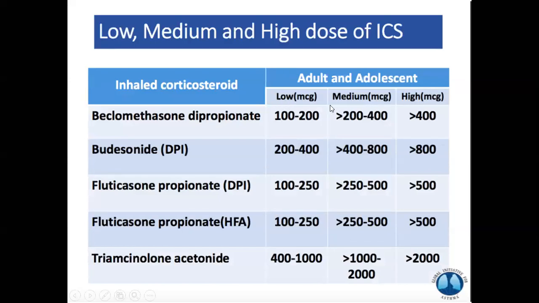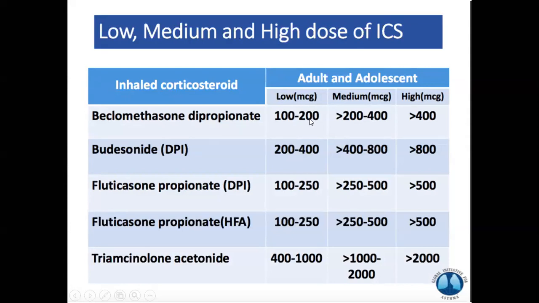Remember that there are three types of drug doses. One is the low dose inhaled corticosteroids. If the patient doesn't respond, you go for the medium dose inhaled corticosteroids. If they don't respond, you go for the high dose corticosteroids. So these are the microgram equivalents, which you call low dose and medium dose.